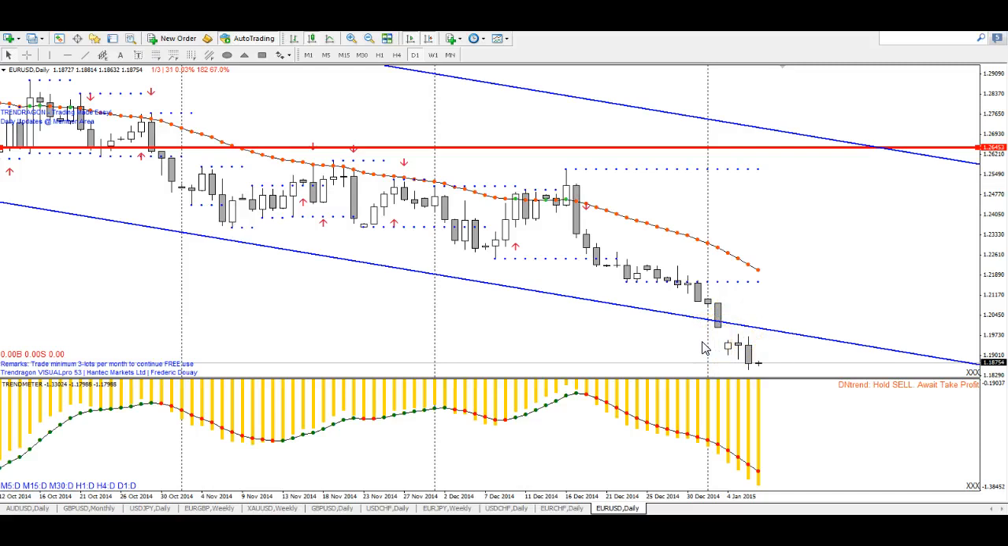Now, usually when there's a gap in currencies, the market has a tendency to try to fill it up. That means that where the price is right now, the tendency will be to go back up and try to fill that gap, and then maybe resuming going down again.